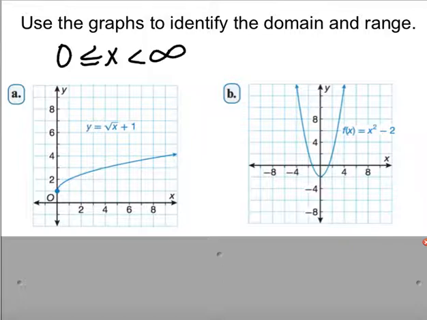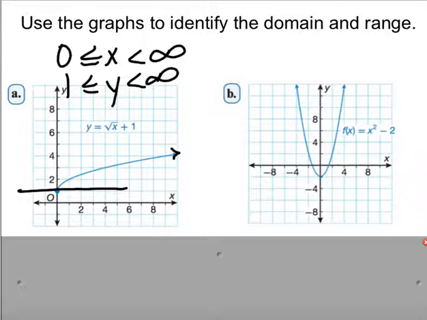We're talking about my y values. Well, it looks like because this goes into infinity, my y's will go to infinity as well. But where does it start? It looks like my y's start at 1. We need to be greater than 1. Can we include 1? Yes. So we would say 1 is less than or equal to y is less than infinity. Y is going between 1 and infinity.